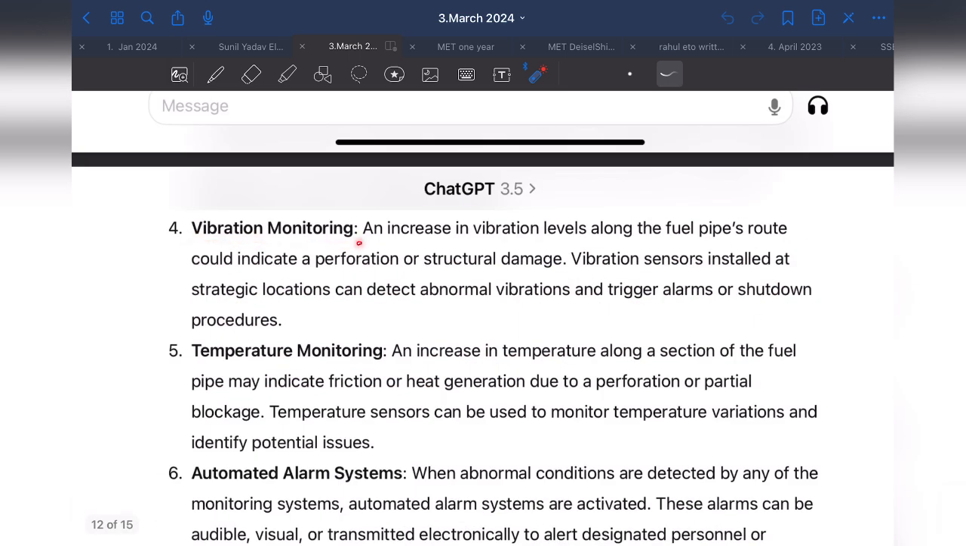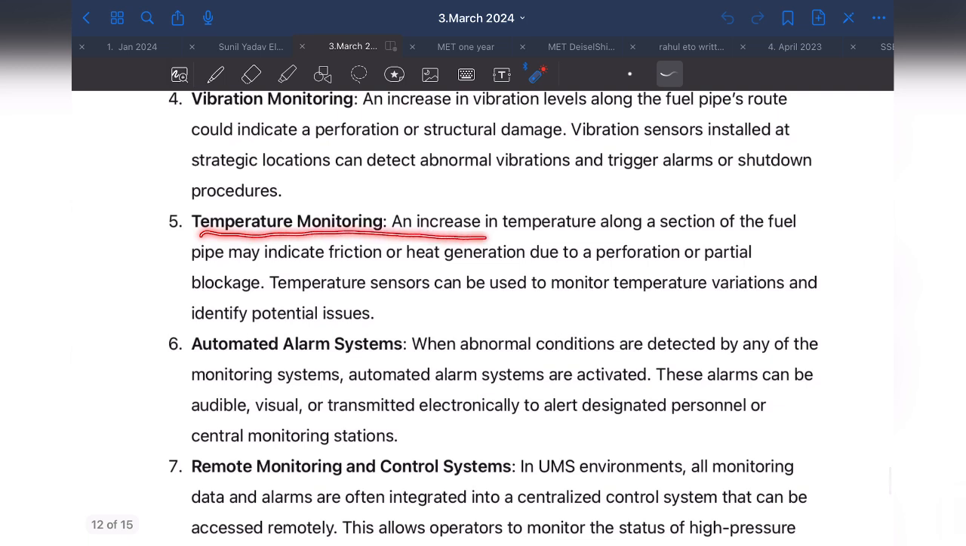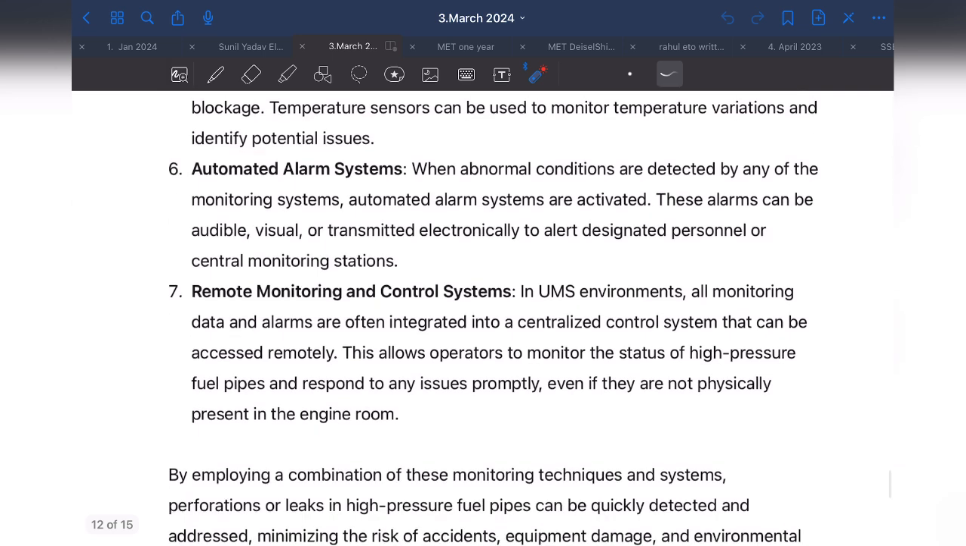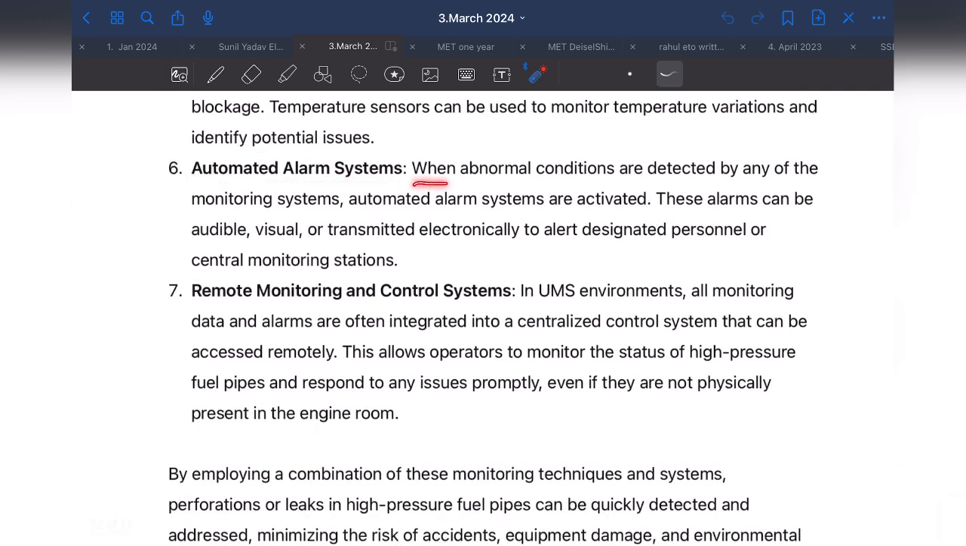Vibration monitoring: an increase in vibration level along the fuel pipe's route could indicate a perforation or structural damage. Vibration sensors installed at strategic locations can detect abnormal vibration and trigger alarms or shutdown procedures. Temperature monitoring: an increase in temperature along a section of the fuel pipe may indicate friction or heat generation due to perforation or partial blockage. Temperature sensors can be used to monitor temperature variations and identify potential issues. Automated alarm system: when abnormal conditions are detected by any of the monitoring systems, automated alarm systems are activated. These alarms can be audible, visual, or transmitted electronically to alert designated personnel or central monitoring stations.